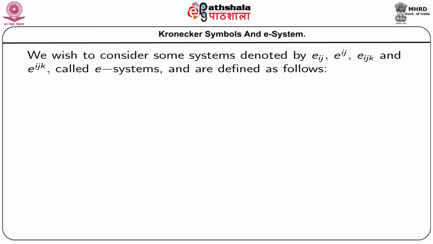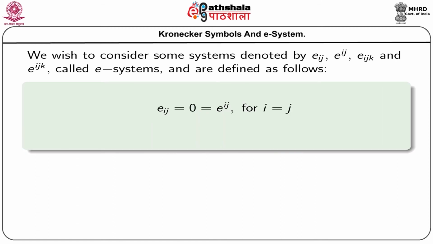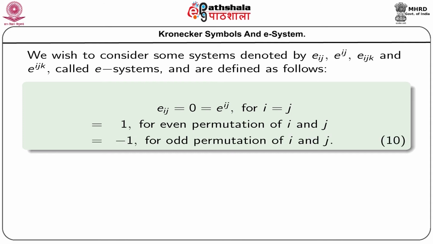Now, we will also consider some systems denoted by E systems, which are also considered as tensors: E_ij, E^ij, E_ijk and E^ijk, and they are called E systems. They are defined as follows: E_ij, or upper E^ij, equals 0 for i equal to j, equals 1 for an even permutation of i and j, and equals -1 for an odd permutation of i and j.